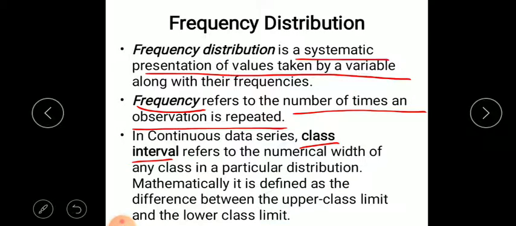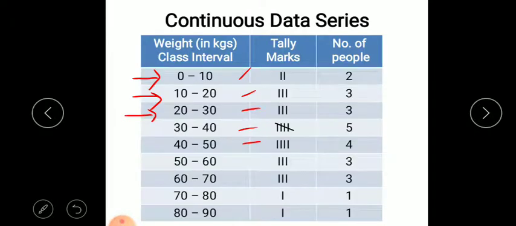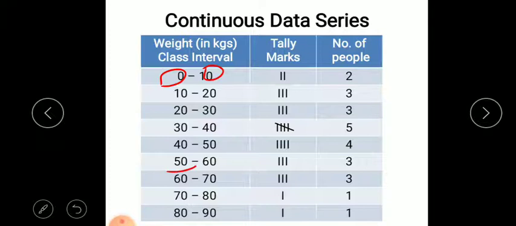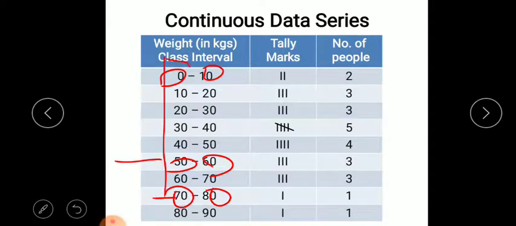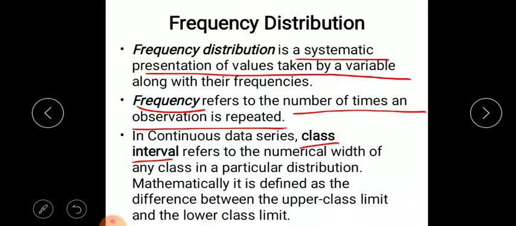Mathematically it is defined as the difference between upper class limit and lower class limit. So what are these upper class limit and lower class limit? This is the lower class limit, this is the upper class limit of this class. Similarly for this class, this is the lower class limit and this is the upper class limit. For every class we have lower limits, that is the lower values, and upper limits, that is the upper values of the class interval.